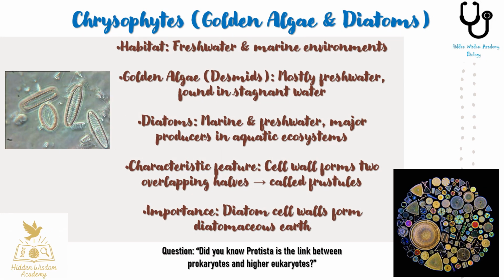Let's start with the Chrysophytes, which include golden algae and diatoms. Golden algae, also called desmids, are mostly found in freshwater, especially stagnant water. Diatoms, on the other hand, occur in both marine and freshwater habitats and are among the most important producers in aquatic ecosystems. A key feature of diatoms is that their cell wall is made of silica and forms two overlapping halves called frustules. Over time, these accumulate to form diatomaceous earth, which has many industrial uses.